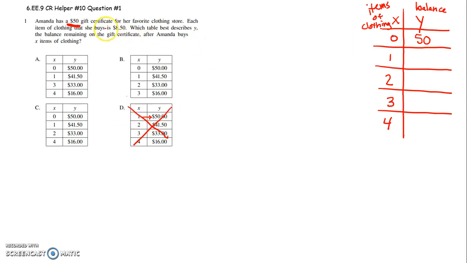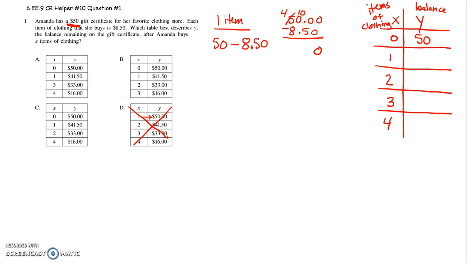All right. Then she's going to buy her first item. That first item costs $8.50. So for 1 item of clothing, you would take your 50. To figure out the balance left, you take away the money you're spending. You're spending $8.50 on that first item of clothing. So here I would do $50 minus $8.50. 0, I can't take 5 from 0. I've got to borrow. I can't borrow here, got to go all the way over to the 5. The 5 becomes a 4.